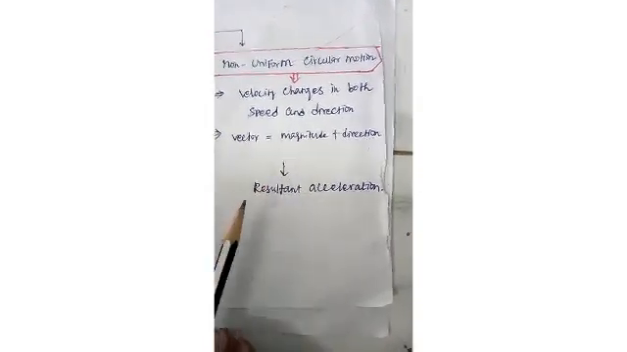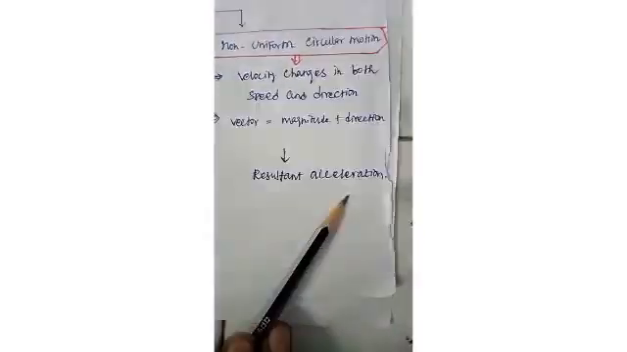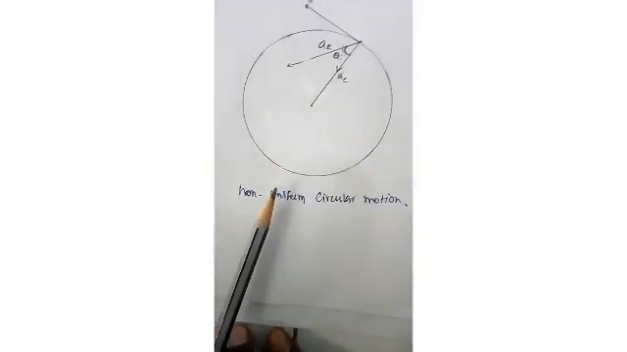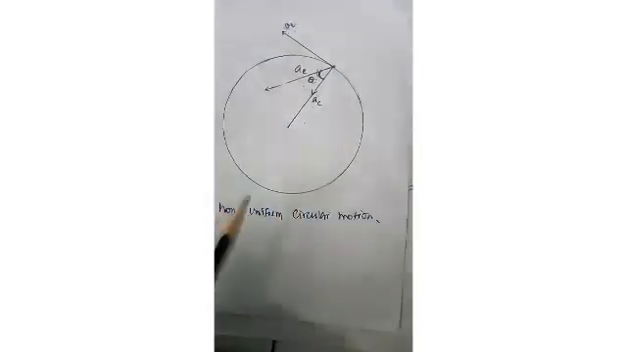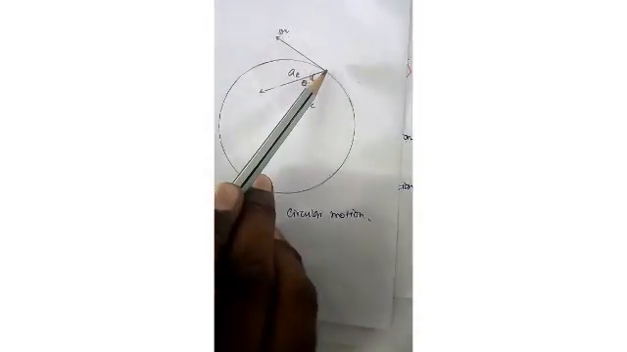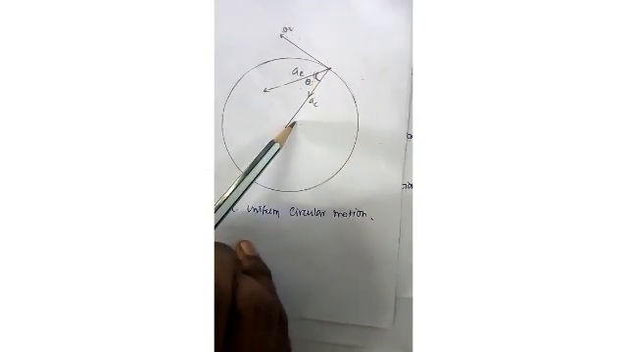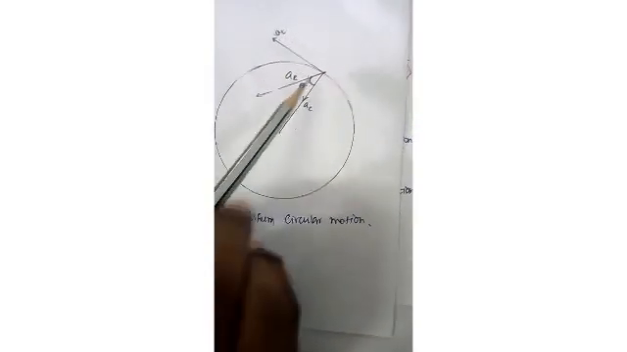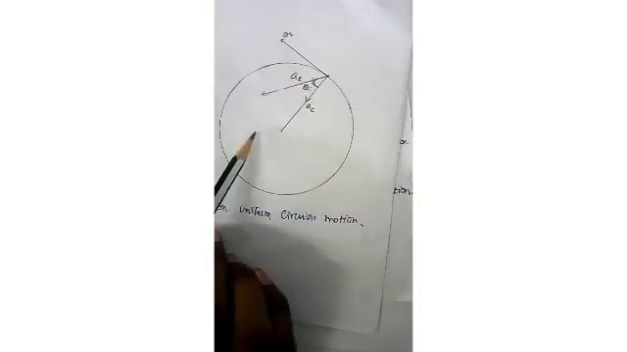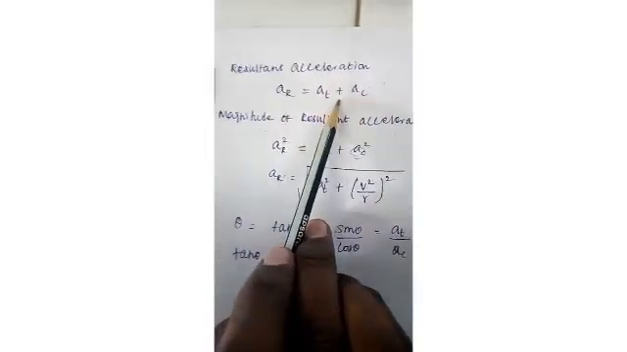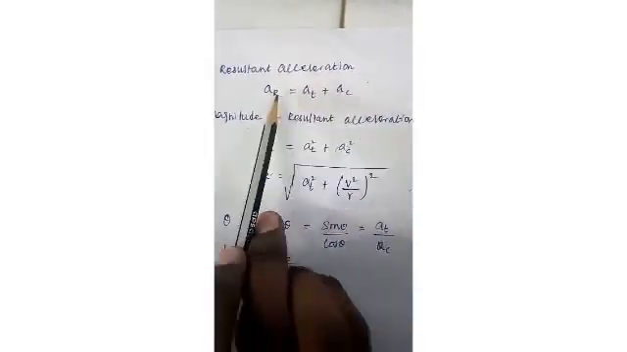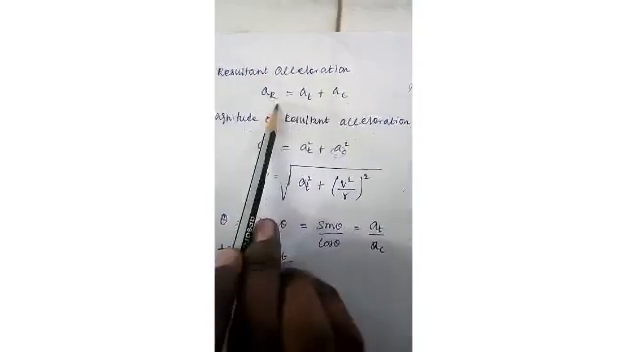Next one is resultant acceleration. In non-uniform circular motion, two accelerations are present: one is tangential acceleration, another one is centripetal acceleration. Now I want to calculate the resultant acceleration. How will you calculate it? The resultant acceleration is nothing but tangential acceleration plus centripetal acceleration. The R is denoted as the resultant acceleration.